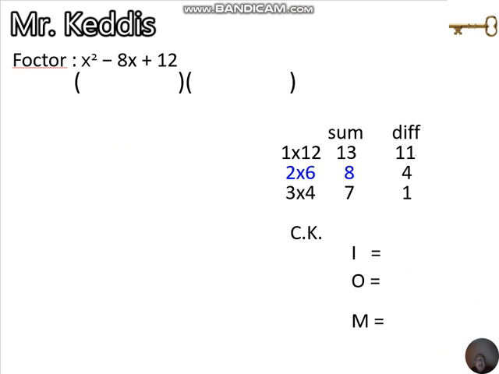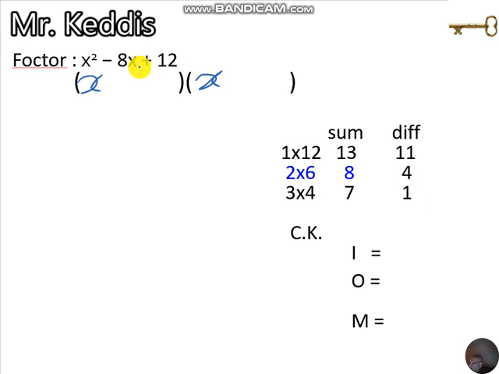Okay, to factor x squared minus 8x plus 12, I factor this to x times x. 12 again: 1 times 12, 2 times 6, and 3 times 4. To find the sum, 1 plus 12, I get 13. And the difference between 1 and 12, 12 minus 1, is 11. The difference between 2 and 6 is 4, 6 minus 2. And the difference between 3 and 4, 4 minus 3, I get 1.